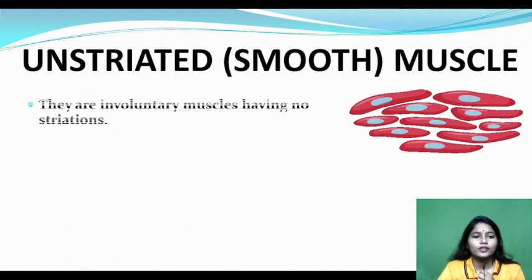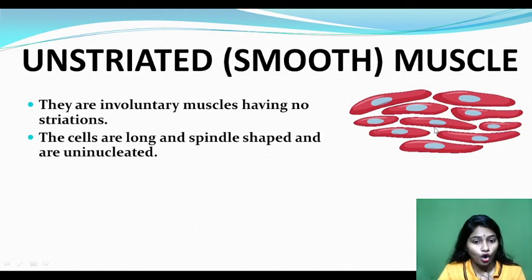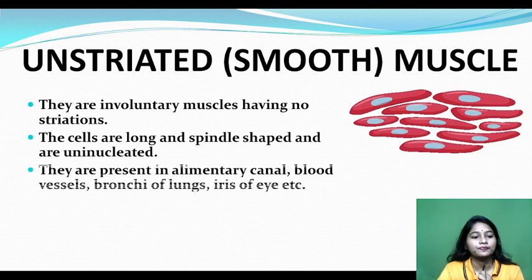What are they? See, they are involuntary muscles having no striation. They do not have any scratches. You can see in the diagram also. And the cells are long, spindle shaped, and uninucleated. You can look in the picture also. One cell has only one nucleus, and they are present in the alimentary canal.